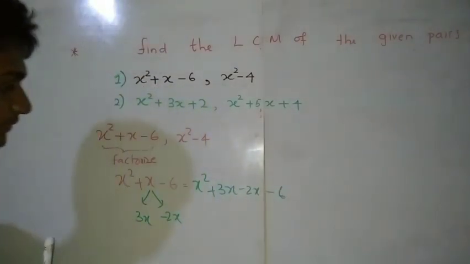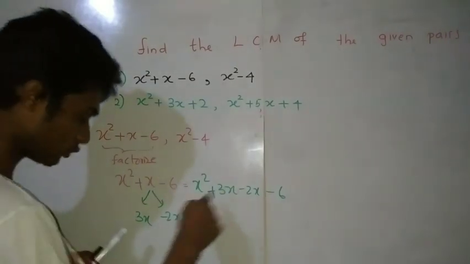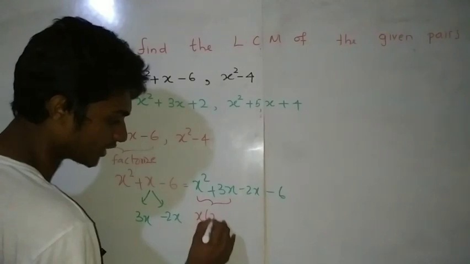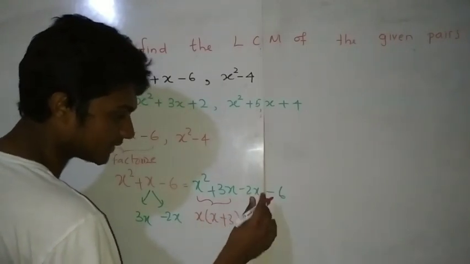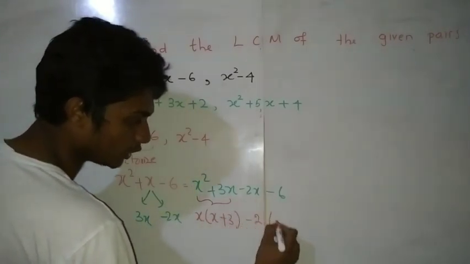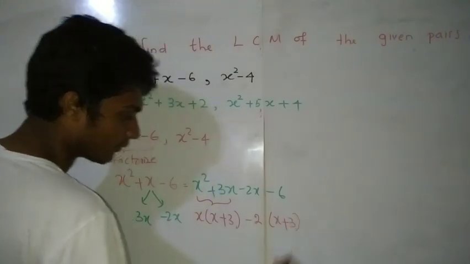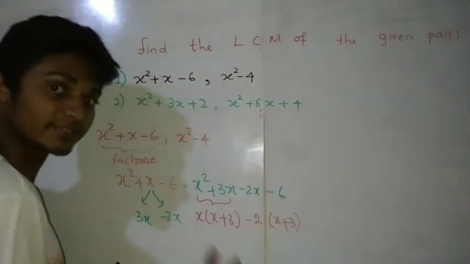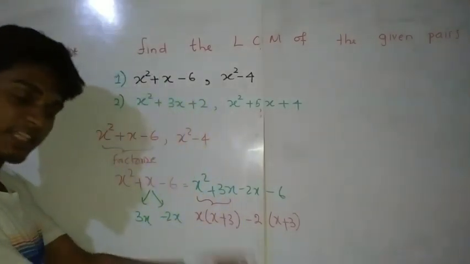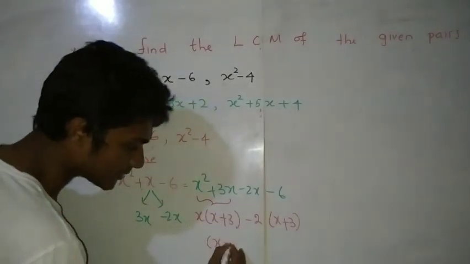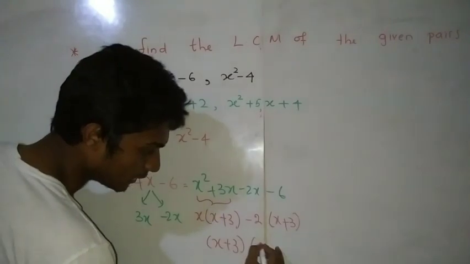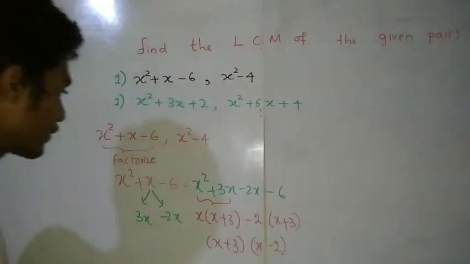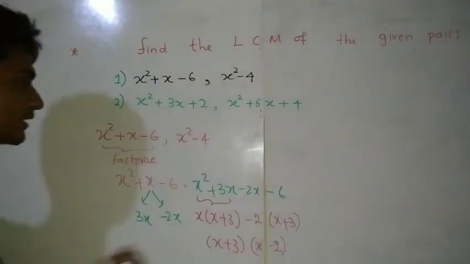If that is the case, now you can group these two together. You have x into x plus 3 minus, take 2 out of the bracket, so you have 2 into x plus 3, right? Now if you consider this term and this term, x plus 3 is common for both of them. Take x plus 3 out of the bracket, so you have x plus 3 into x minus 2. This is the complete factorization of x squared plus x minus 6.